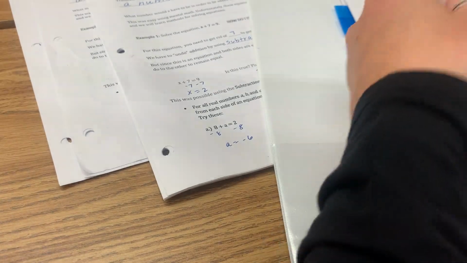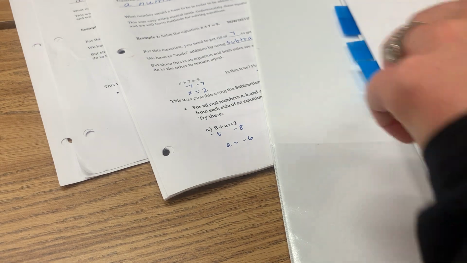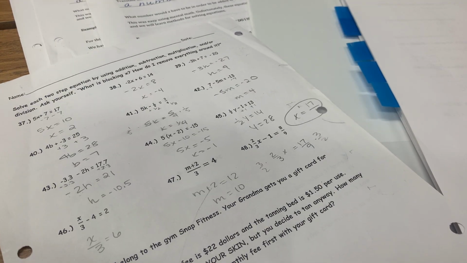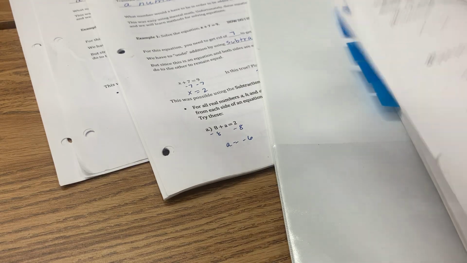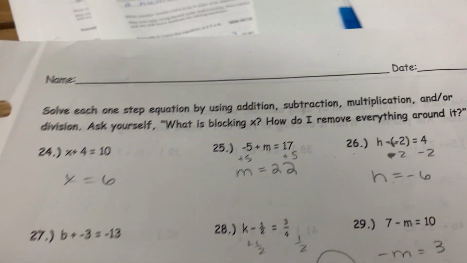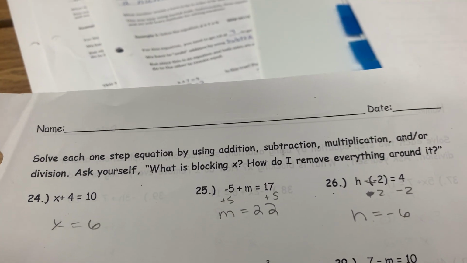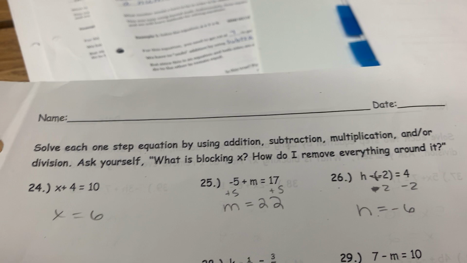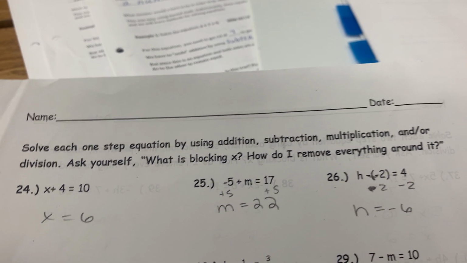And you've already done 1 through 23. Now what I want you to do is try 24 through 48. Okay, we're gonna try those, and then I'm just gonna leave this here, and I'll slowly move this sheet up, and you can check your work. Okay, so go ahead, pause the video, work on these problems, and then come back to it.